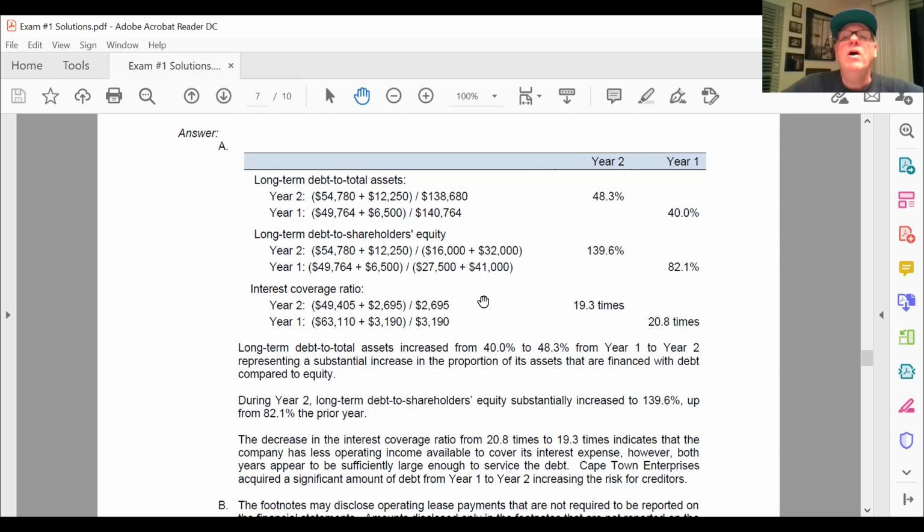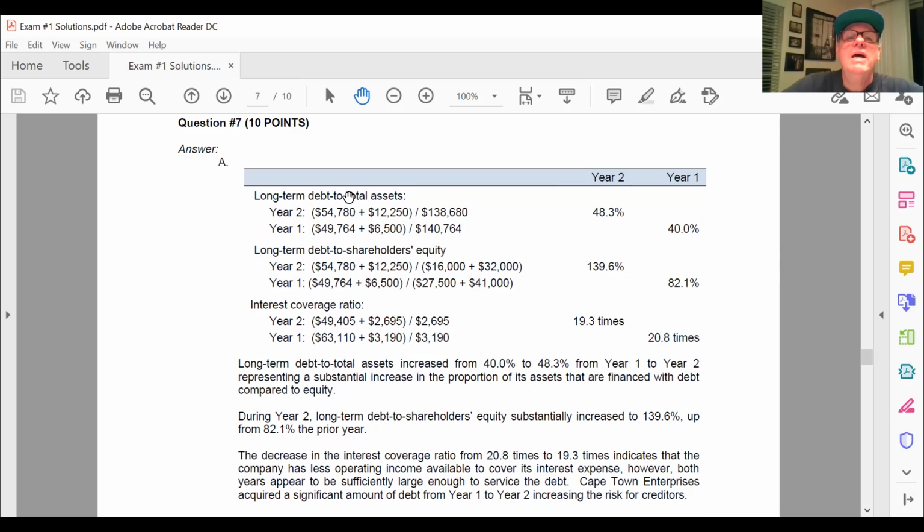But getting back to the A part, you had to compute the ratios. So, long-term debt to total assets. Where some of you messed up here was with the debt. There's the long-term debt in the long-term liability section, but you also had a current portion. A couple of you forgot to add back in the current portion of long-term debt, so your ratios were off slightly. I didn't take off a lot of points for that, because the same error would have carried through when you did long-term debt to stockholders' equity. And then you got the interest coverage ratio here.